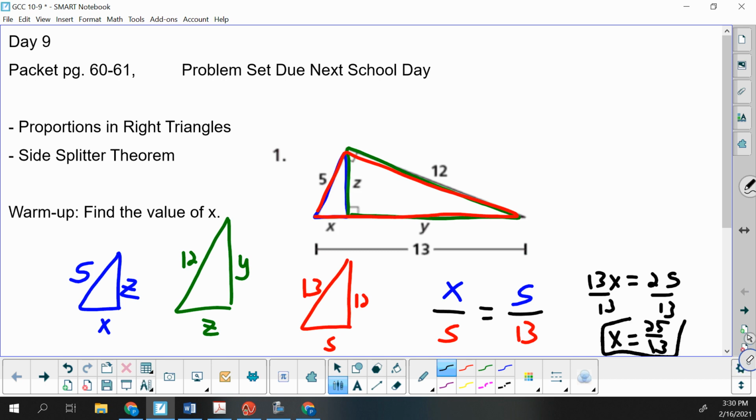If you tried to put that as a decimal, it doesn't come out nice, and it did not ask you to round, so that would be an incorrect answer. You need to leave it as 25/13 because that's exact.